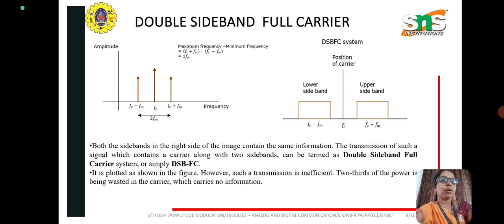Next we are going to see the double sideband full carrier. As shown in the diagram, both the sidebands on the right of the image contain the same information. The transmission of such a signal, which contains a carrier along with the two sidebands, is called a double sideband full carrier system, or DSB-FC. However, transmission using this is inefficient, as two-thirds of the power is wasted in the carrier, which carries no information.